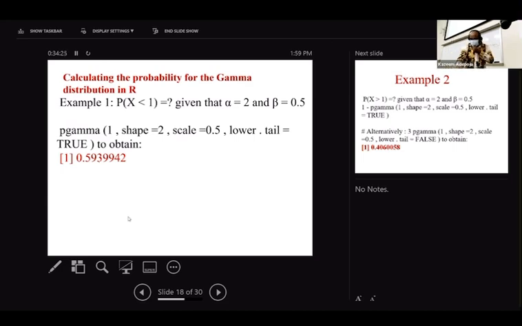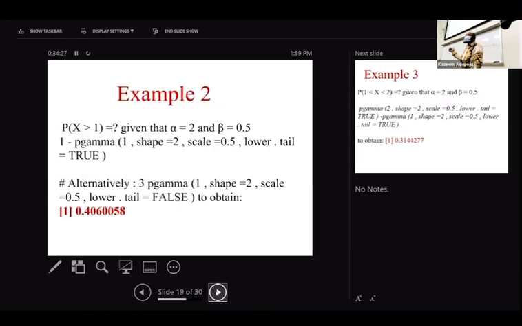Now take a look at the something greater here. What happened? 1 minus that. As easy as that. Now you're just going to have your result. Another way, if you don't want to do 1 minus that for greater than 1, you're just going to write 1, shape, scale, and under lower.tail you're going to say equal to FALSE. Under the earlier one, you were saying equal to TRUE.